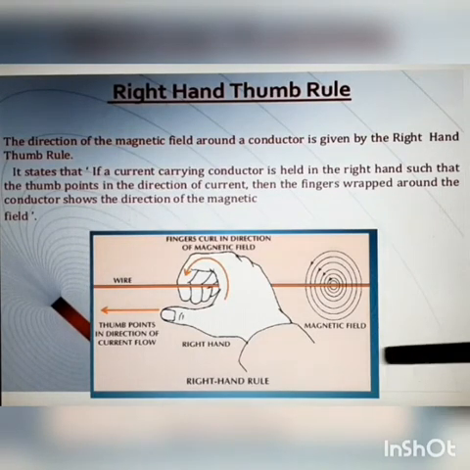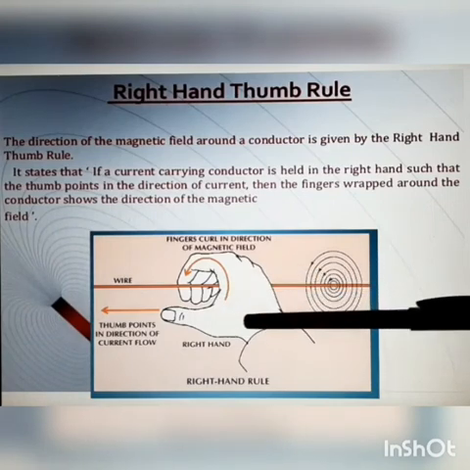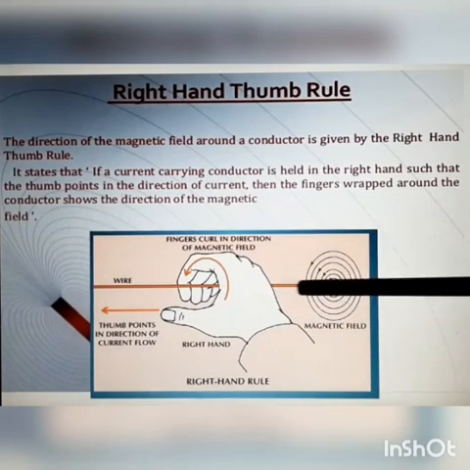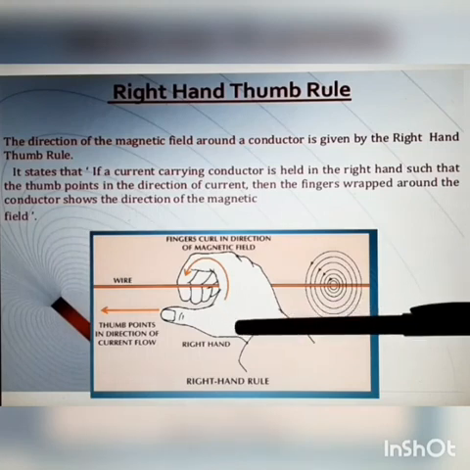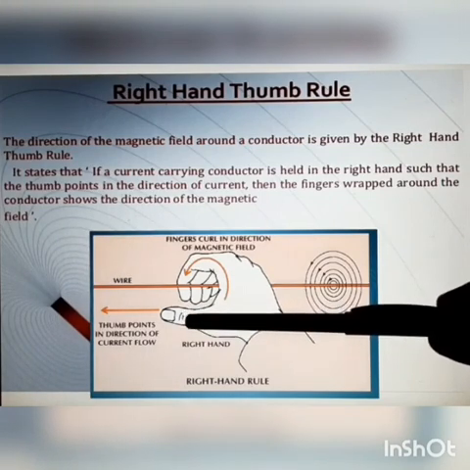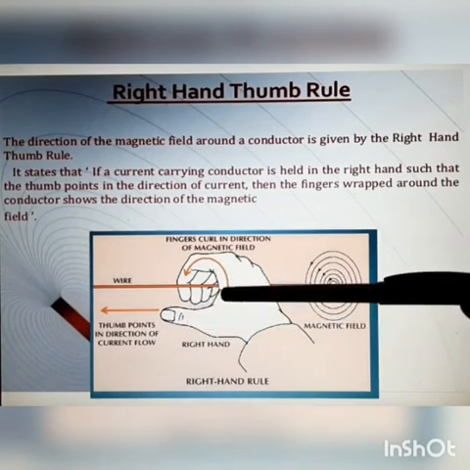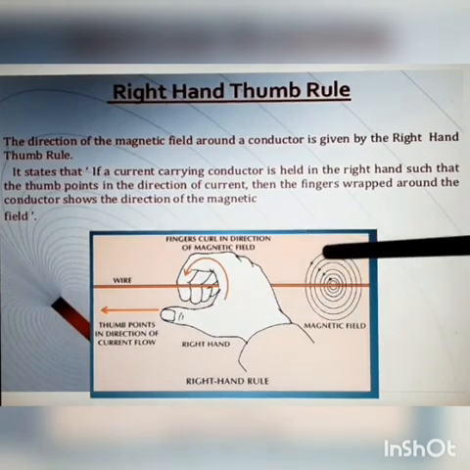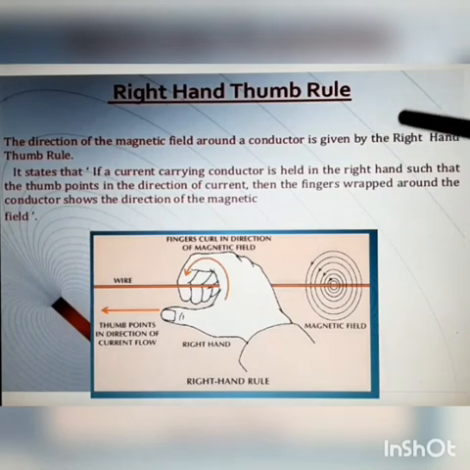As you can see here, the right hand is wrapping around a wire carrying current. The direction of the current is pointed by the thumb, and the curl of the fingers gives the direction of the magnetic field. So with the help of this right hand thumb rule, we can point out the direction of magnetic field if we point our thumb towards the direction of current.